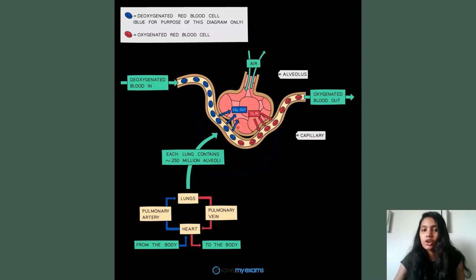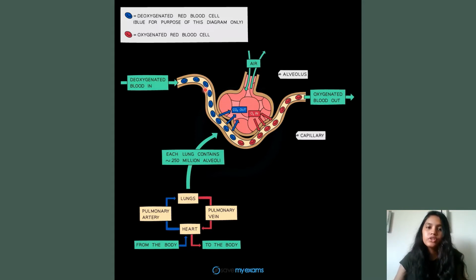As it passes the surface of the alveoli, carbon dioxide from the deoxygenated blood diffuses from a higher concentration, that is the blood cells here, to a lower concentration, that is the alveolus, as a result of its random motion, down the concentration gradient. And when this happens, oxygen from the alveoli diffuses from a higher concentration to a lower concentration, that is the red blood cells, as a result of its random motion. So it diffuses across the membrane, the epithelial lining, and into the red blood cells.